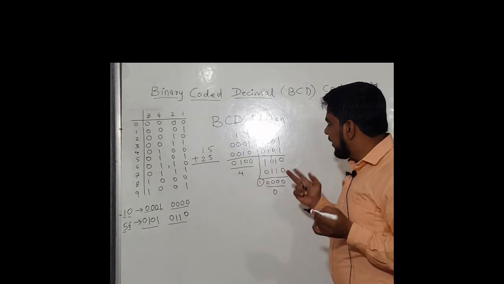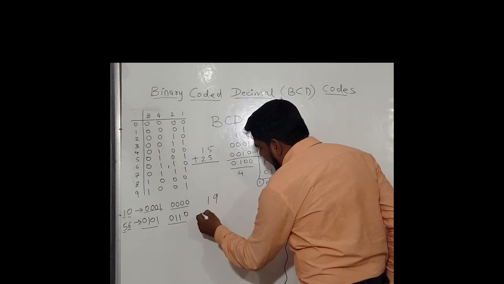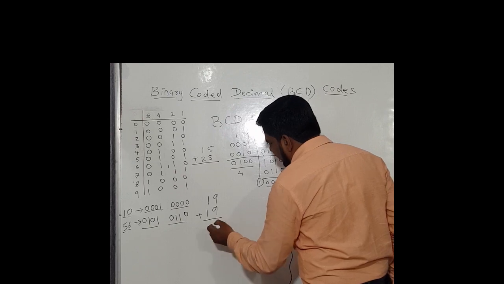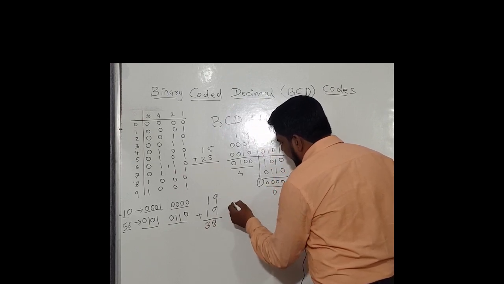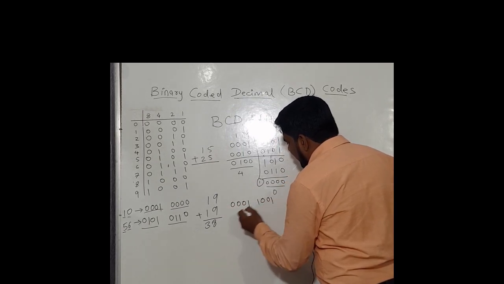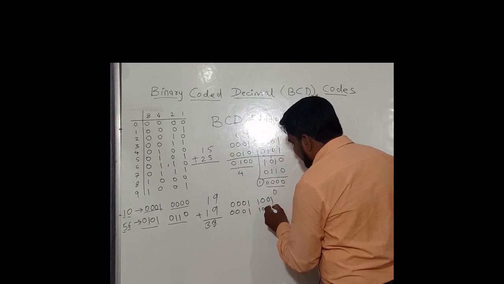Similarly, you can take any example. Suppose we need to perform 19 plus 19 in BCD. That must equal 38. So give the representation: 1 is 0001 and for 9 it is 1001. Similarly, 0001 and for 9 it is 1001.